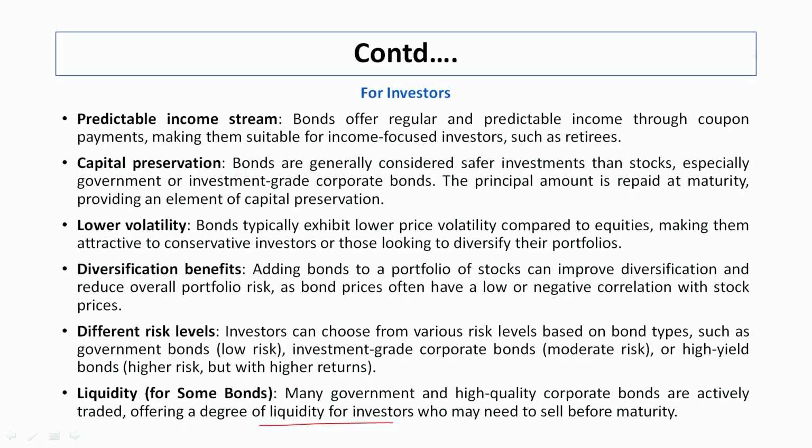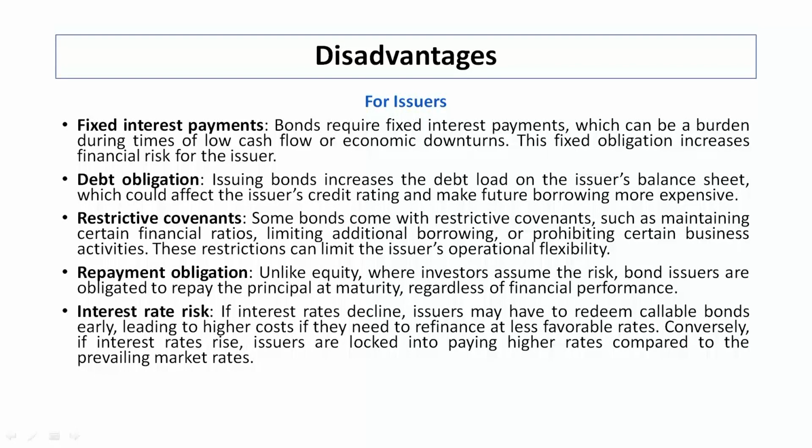So, depending upon the terms or conditions of the bond and who is issuing the bond, the investor needs to understand the requirements he has, and then he invests, then it will be feasible for him to sell the bond in the market. Now, coming to the disadvantages, the first disadvantage for the issuer is fixed interest payment.